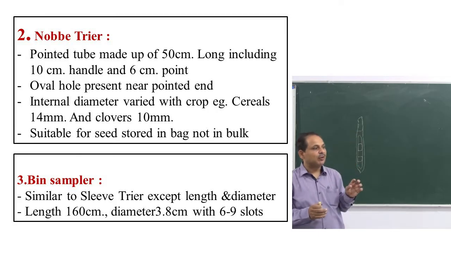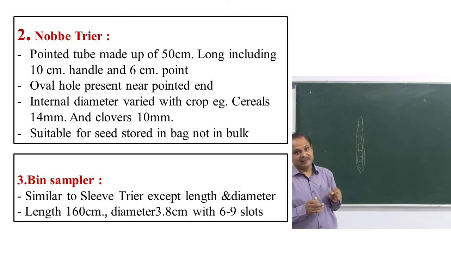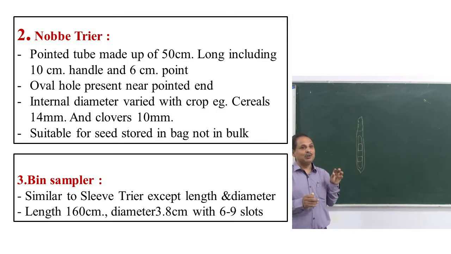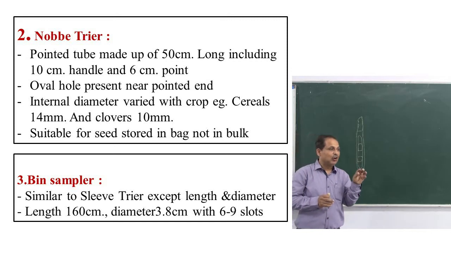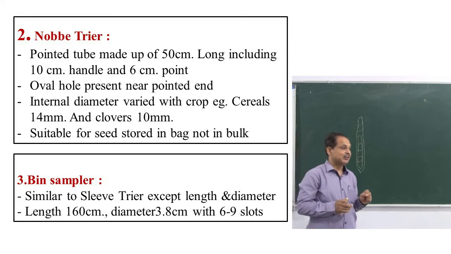It is suitable for seed stored in bags, not in bulk. This Norway trier is suitable for drawing seed samples from seed lots which are stored in bags, not in bulk. The third one is the bin sampler.